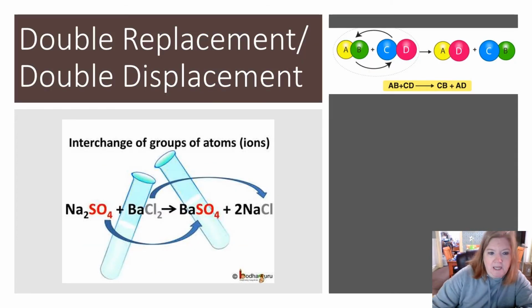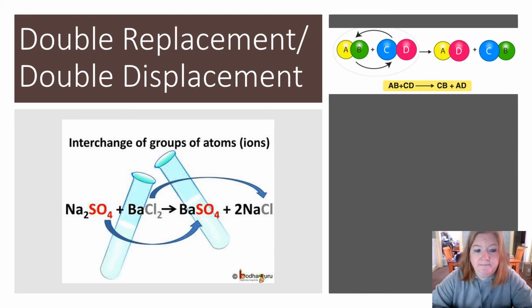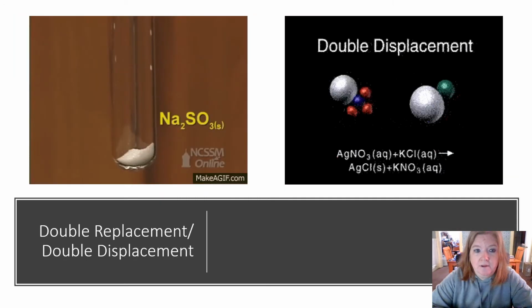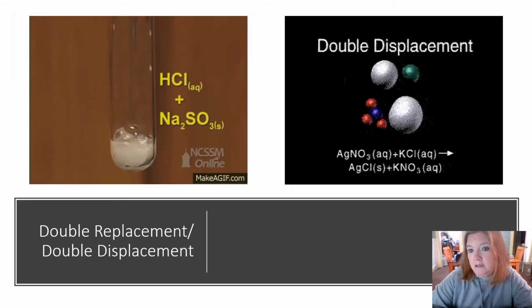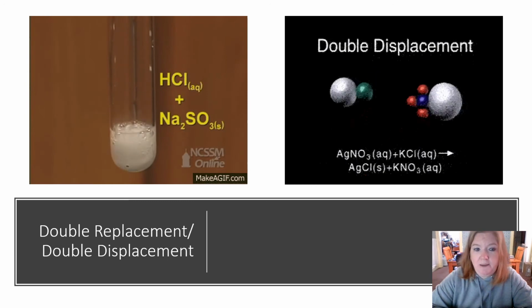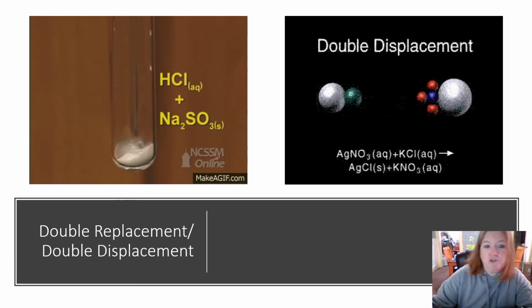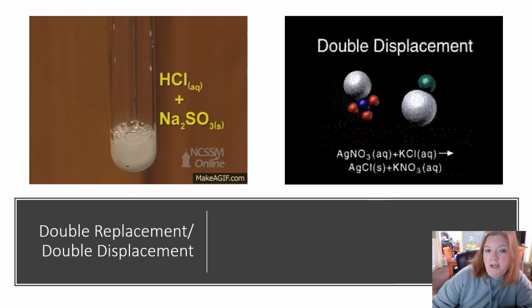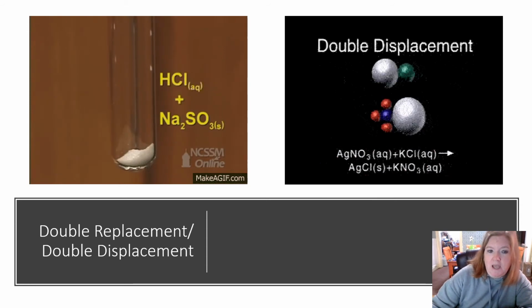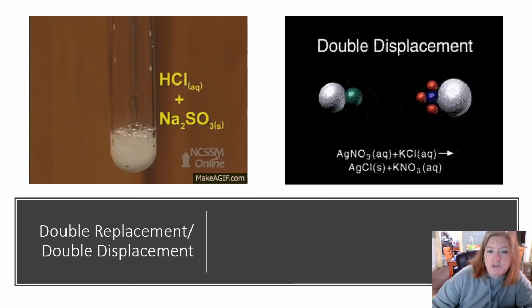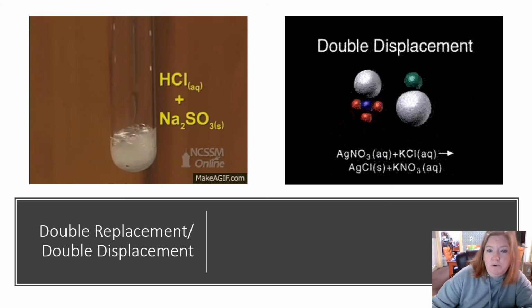So here Na was with SO4, so Na is going to swap and it's going to be with Cl, and Ba was with Cl and it's going to swap and be with SO4. All right, so again, a double swap. So you can see that happening in this illustration. In this one, it doesn't tell you what happens, but I started with HCl and NaSO3. So what will happen is H will come with SO3 and Na will go with Cl.